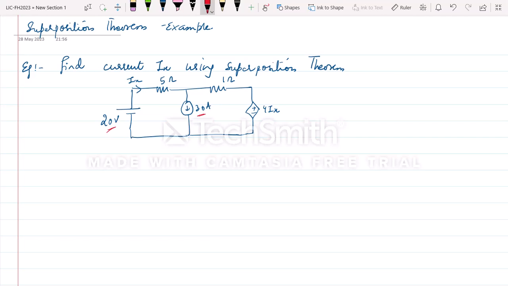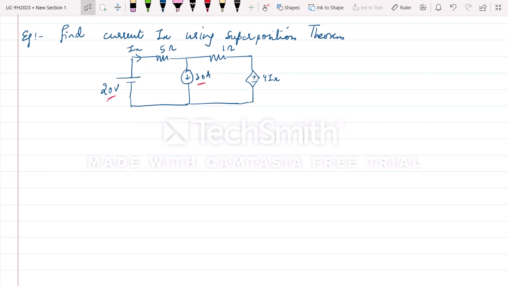So we are going to consider one source at a time. This circuit has two independent sources, so we consider them one at a time, and at the end we add the currents, and this is nothing but the superposition theorem. If it has more sources, we do it for more sources. Here we have two sources, so we do it for two. So first we'll consider the 20 volt source.